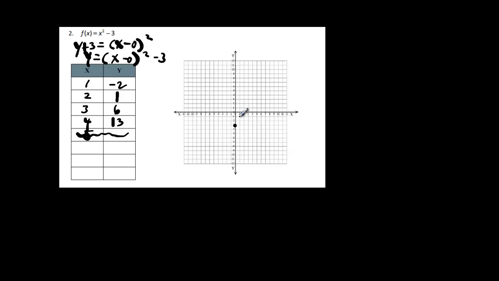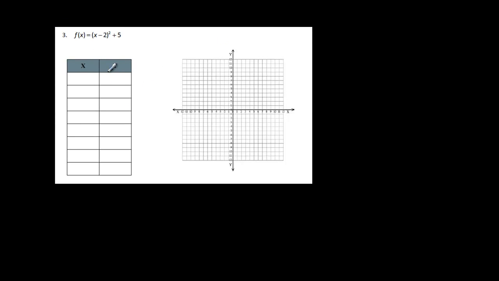So (1, -2). Remember the symmetry. (-1, -2). (2, 1), (-2, 1). (3, 6). (-3, 6). (4, 13). That would be just above the graph. (-4, 13). So connect those. And you have your graph.